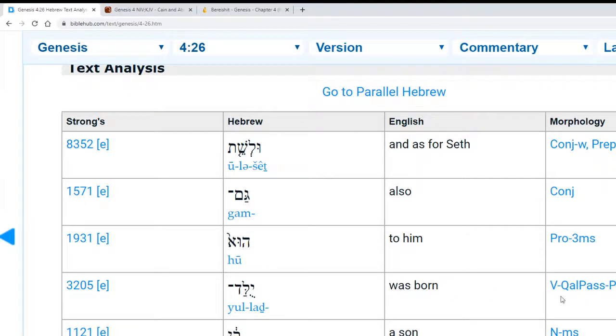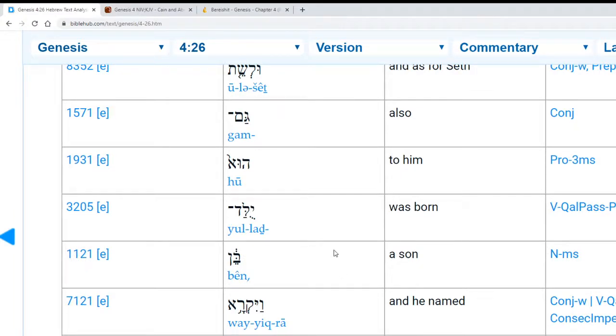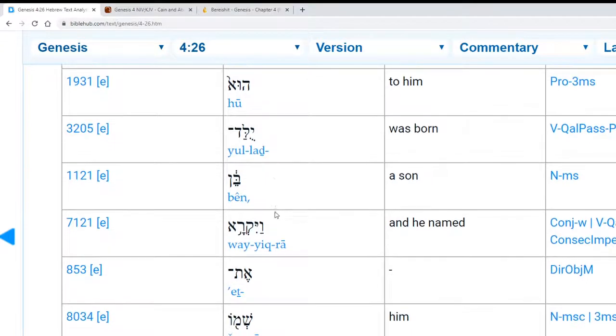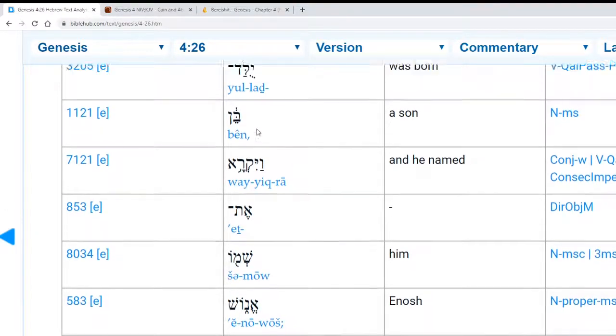Yulad. So this is, see again, they are translating the word leda very differently than I would. So yeah, Yulad, was born. I mean, it translates the same into the English. It just means different. They are assigning a different grammar to it than I would. I don't know. I'm not a grammarian. So, Yulad was born. Ben, that's a son.